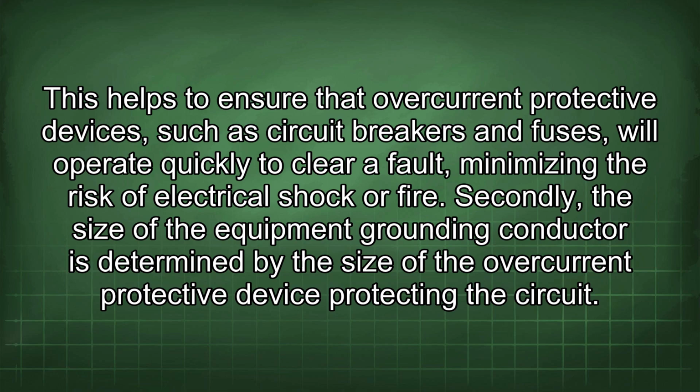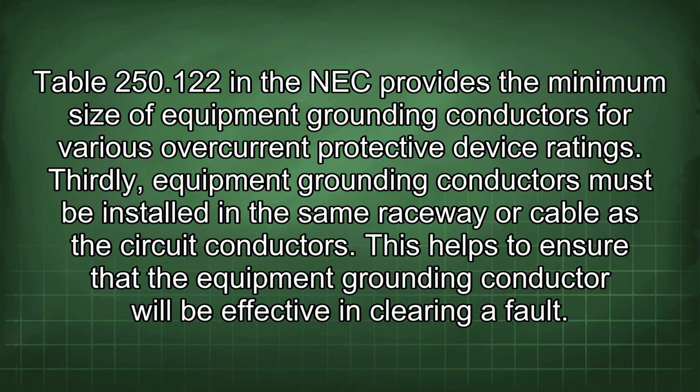Secondly, the size of the equipment grounding conductor is determined by the size of the overcurrent protective device protecting the circuit. Table 250.122 in the NEC provides the minimum size of equipment grounding conductors for various overcurrent protective device ratings. Thirdly, equipment grounding conductors must be installed in the same raceway or cable as the circuit conductors. This helps to ensure that the equipment grounding conductor will be effective in clearing a fault.